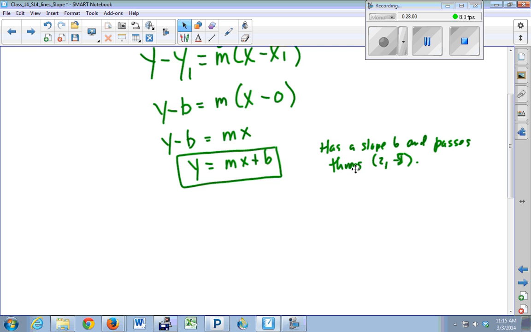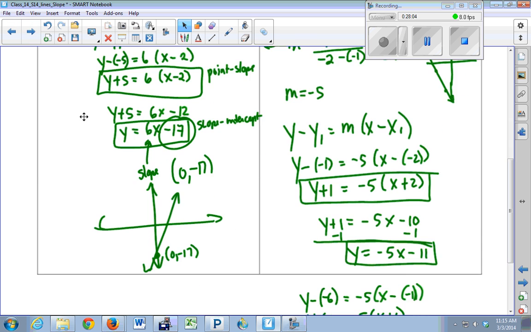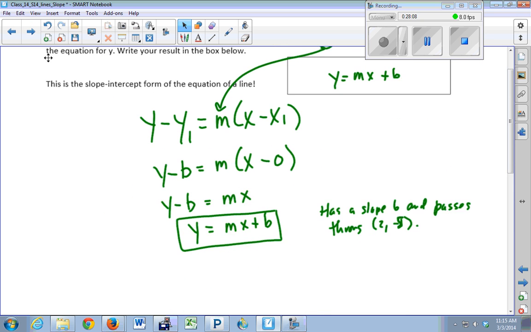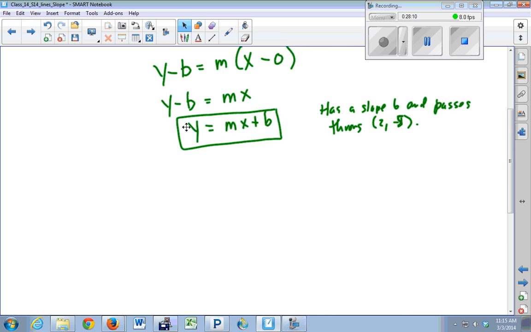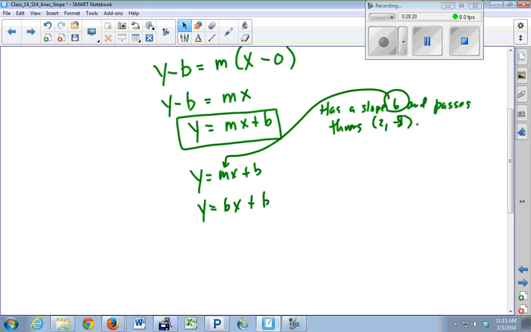Let's see how we would find the exact same equation, which we found back here, y equals 6x minus 17, without using the point slope form. So let's start off with this. And the first thing you're going to put in is the 6 for m. Y equals 6x plus b.